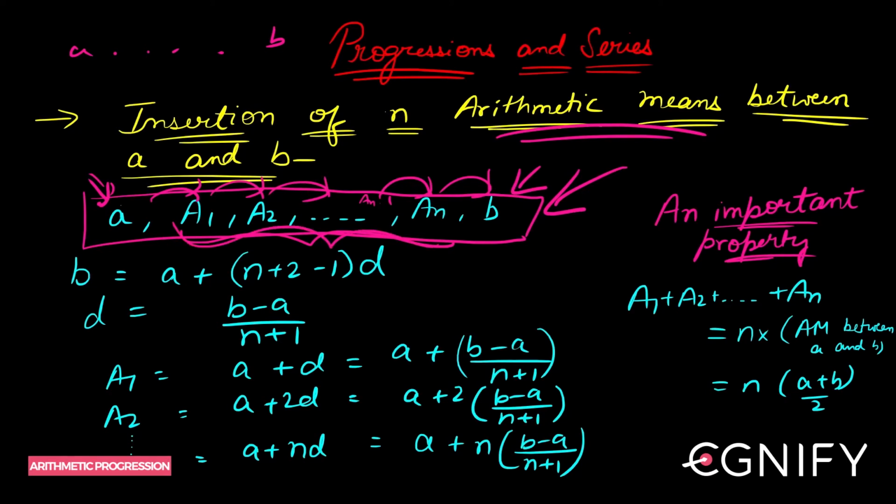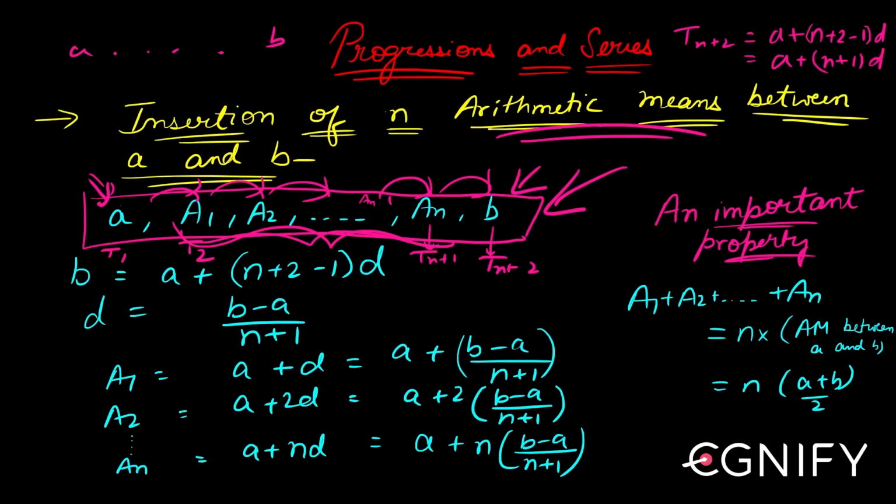So how do I do that? Basically, these are terms of an AP now, right? So this is your first term, second term, and likewise, this An will be your n plus first term, and B will be your n plus 2 term. So what is the formula for the n plus 2 term of an AP? The first term plus n plus 2 minus 1 into D, right? So your A is A here, your n plus 2 minus 1 is n plus 1, into D, and your n plus 2 term, what is it? It's B, right? So I have B equal to A plus n plus 2 minus 1 into D. So my D is this.